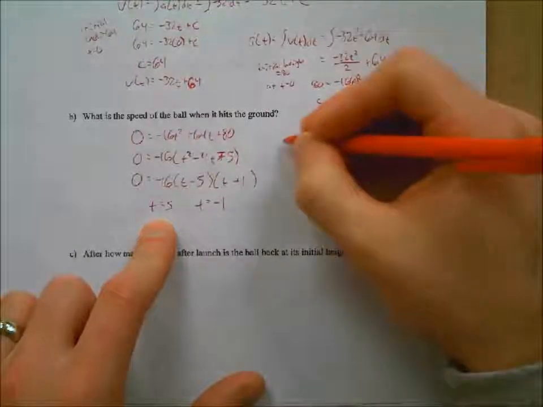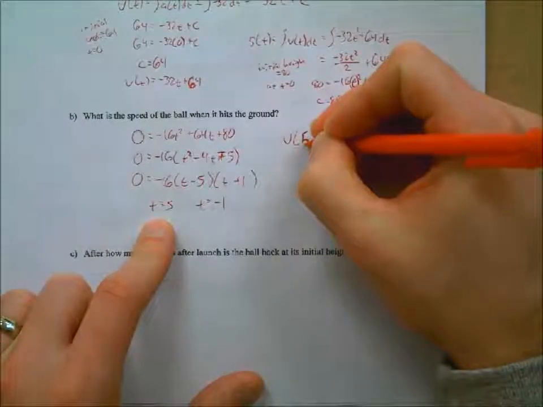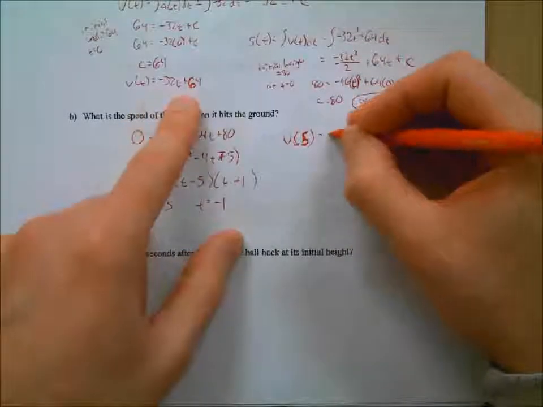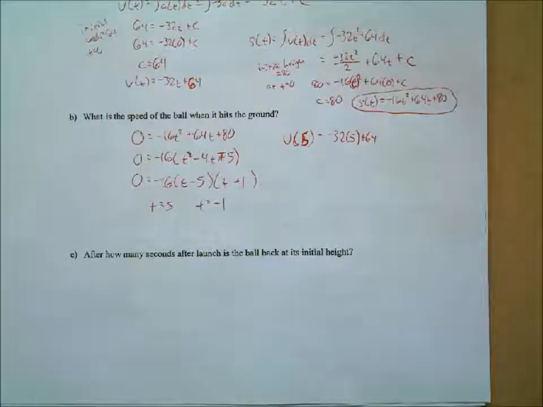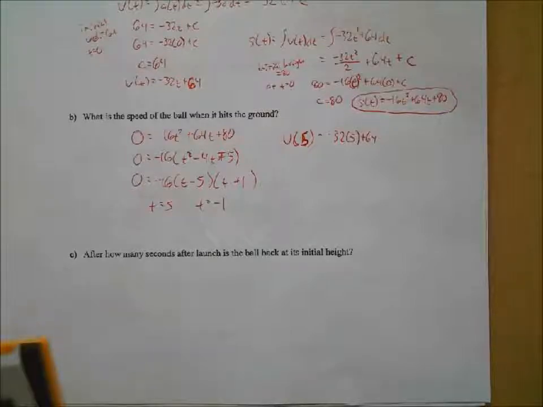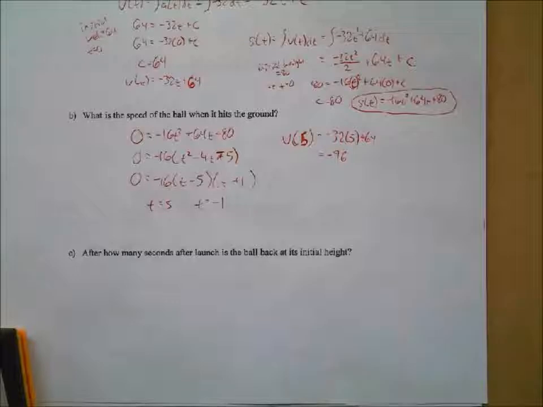So now we're going to take v of 5. Okay, and let's see here. That was negative 32 times 5 plus 64. Okay, right. I really shouldn't be doing this, but oh well. Equals negative 96. So the answer is negative 96 feet per second.